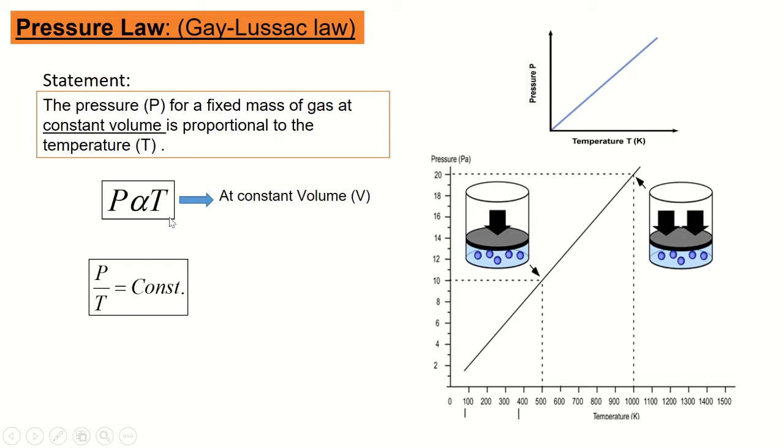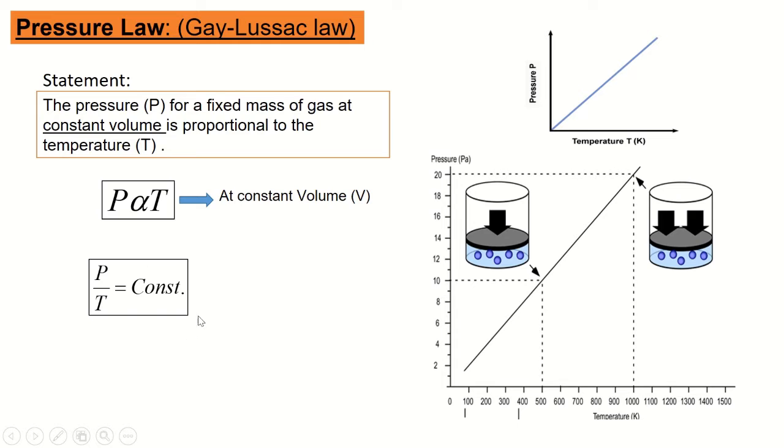This mathematical form is saying the temperature of the gas is directly proportional to the pressure of the gas, but this will happen at the constant volume of the gas. So this is the condition of the gas: the volume should be constant. The volume should not change. According to this relationship, if the temperature is more, then the pressure is more. If the temperature is 2 times, the pressure will be 2 times.